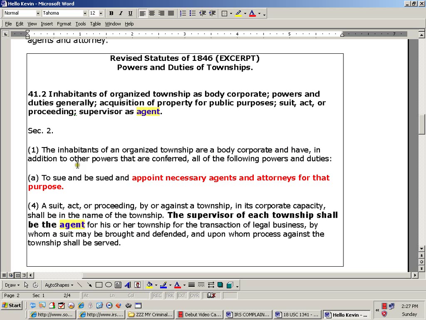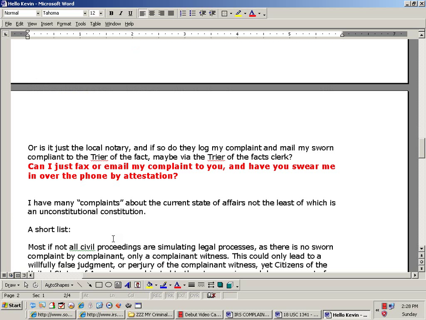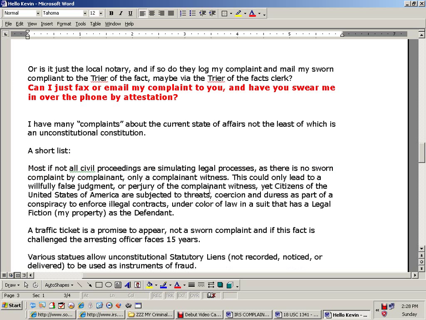And have, in addition to other powers that are conferred, all the following powers and duties: to sue and be sued and appoint necessary agents and attorneys for the purpose. Supervisor of the township shall be the agent. Bingo! I want to appoint the supervisor my agent. It's called the power of appointment. Or is it just a local notary? And if so, do they log my complaint and mail my sworn complaint to the trier of the fact, maybe via the trier of the fact's clerk? Can I fax or email my complaint to you and have you swear me in over the phone by attestation? Because they should be able to do that.